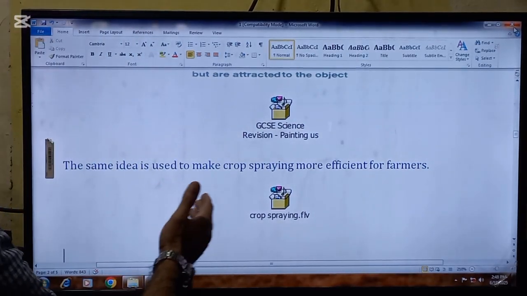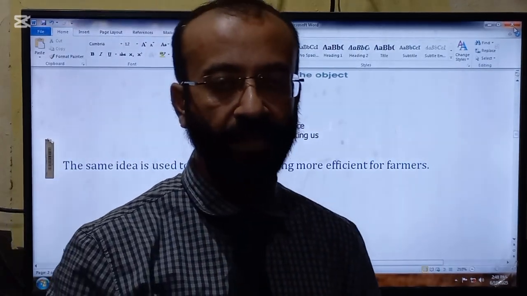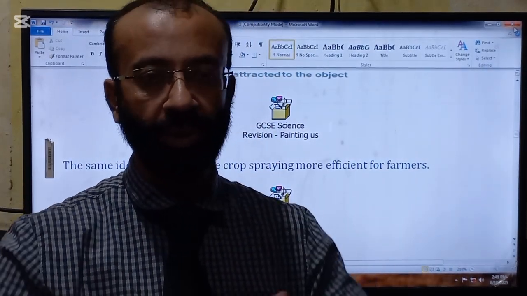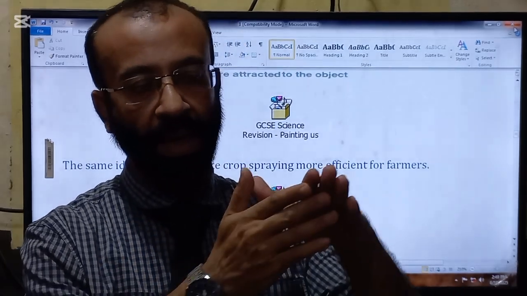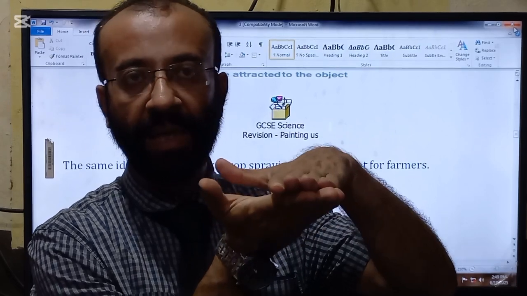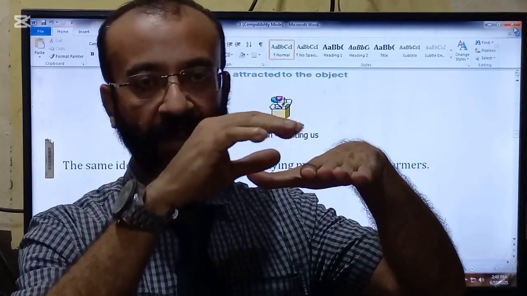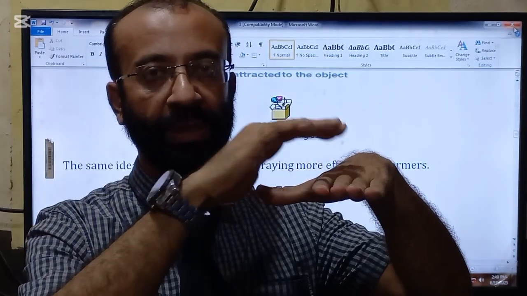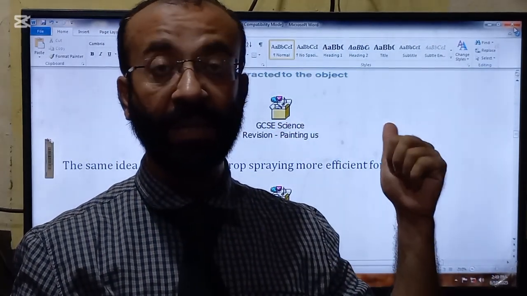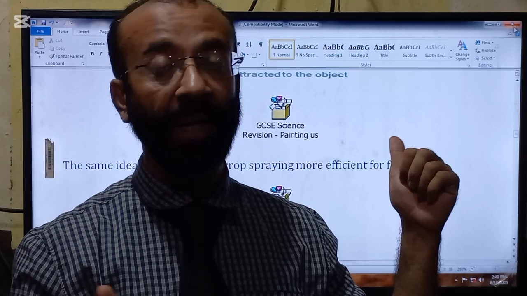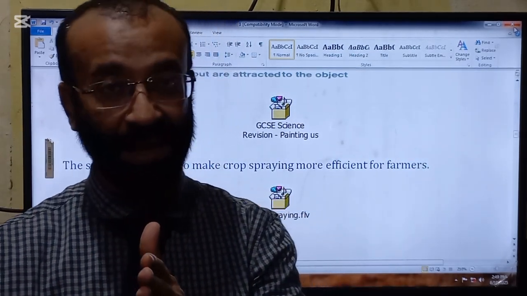The same idea is used to make crop spraying more efficient for farmers, because in old times a lot of the spray was used for spraying on the crops, and the bigger problem was that at the bottom of the leaves there were insects. It was difficult for the farmer to spray on the bottom of the leaves. So the same technique which is used in spray painting is used on the crops as well.